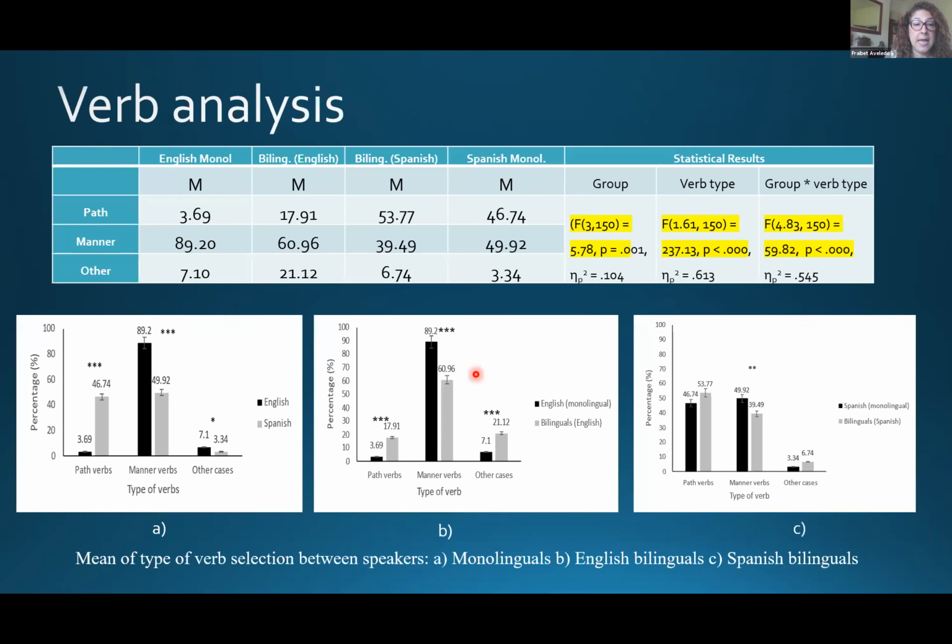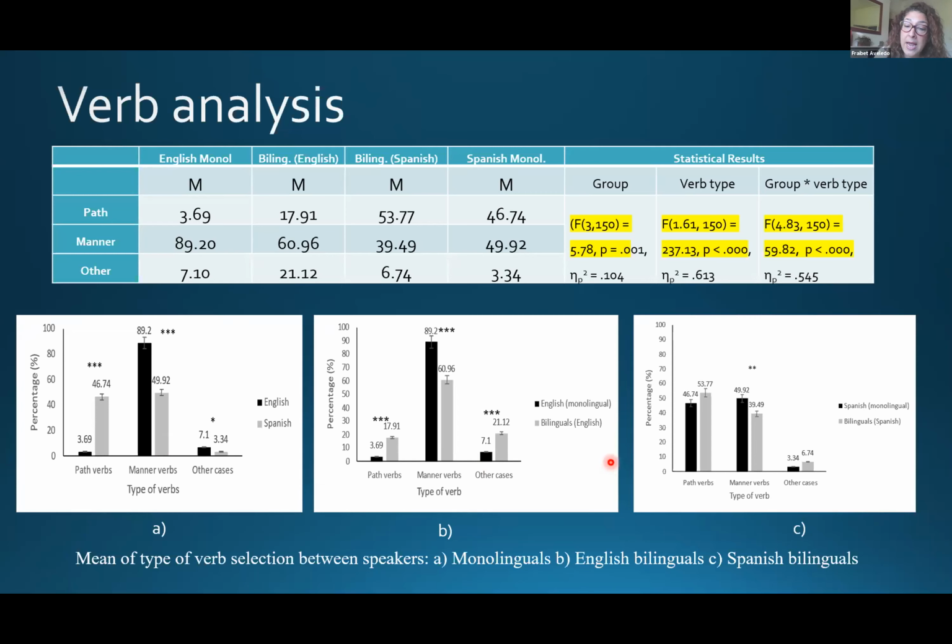So here we have the results from the verb analysis. I want to focus on the figures, the graphs, because it's easier for us. So in letter A, we have the results comparing the monolingual speakers. And as we can see, they differed in the production of path verbs, manner verbs, and other cases. Interestingly, Spanish speakers produce a lot of manner verbs, but remember that we have here 3 trajectory stimuli.